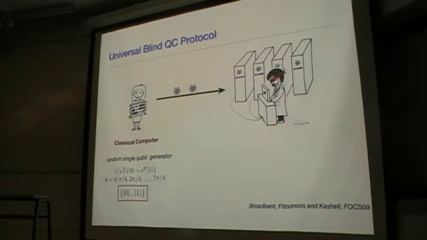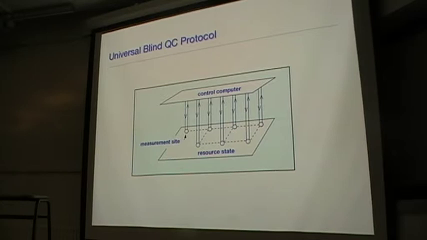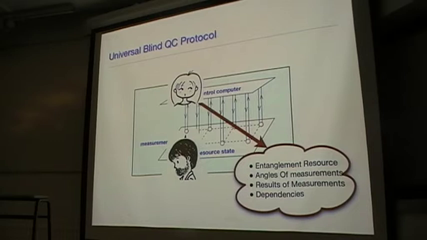And then you send these initial qubits to Bob, who is going to prepare them in an entangled state and keep them. After that, you just do classical communication between Alice and Bob. And then you obtain unconditional perfect privacy, meaning that Bob will learn nothing about Alice's input, output, or computation. Okay? So how does it work? The way it works is measurement-based quantum computing. This model has a classical control machine, and there are general quantum resources. The classical control machine gives you instructions of which measurement to perform, and there is this adaptivity. So you put Alice as the classical control, Bob as the resource controller, and then in order to do hiding, you need to hide the entanglement, the angle of measurement, the result of measurement, and the dependency.